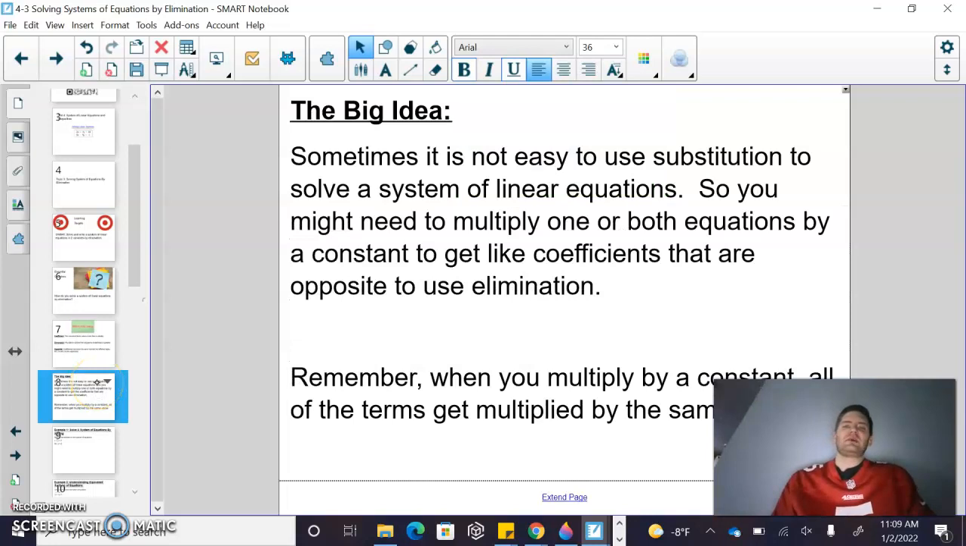So the big idea is that sometimes it's not easy to use substitution to solve a system of linear equations. So you might need to multiply one or both equations by a constant to get like coefficients that are opposite to use elimination. And also remember, when you multiply by a constant, all the terms get multiplied by the same value. It's not just one, it's all the terms.